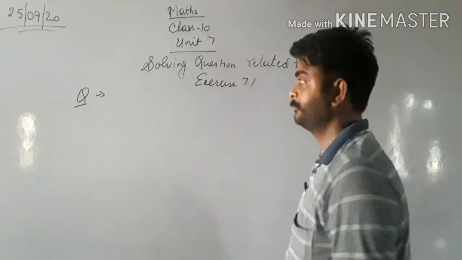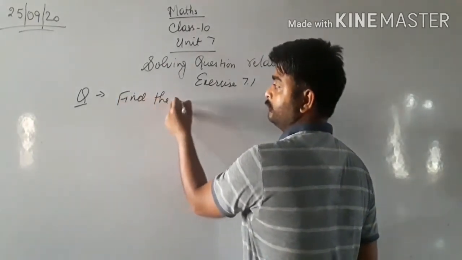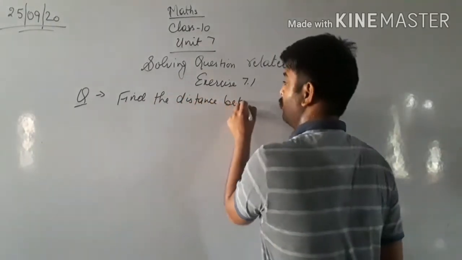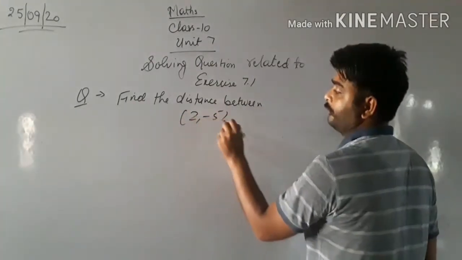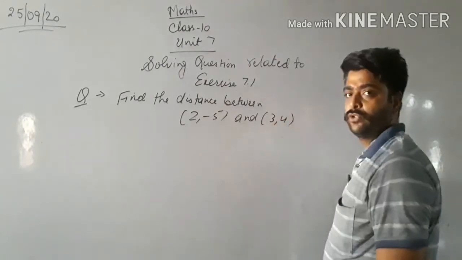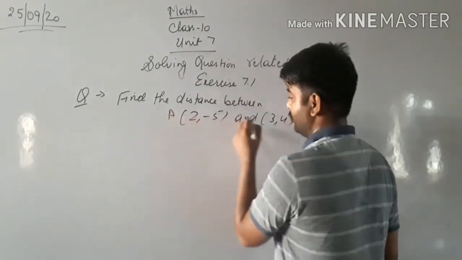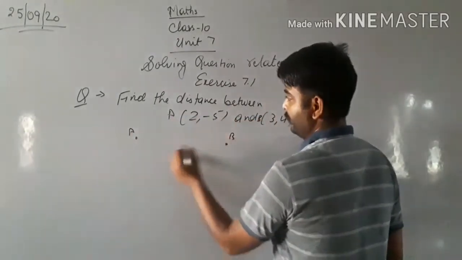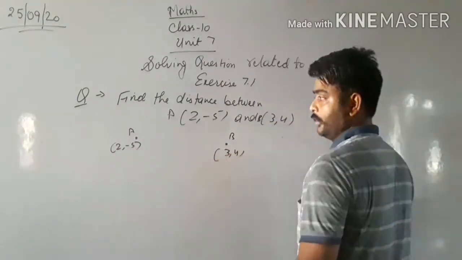the question is: find the distance between (2, -5) and (3, 4). So, class, these are the two points given to you. One is A, the other I will write as B. A is (2, -5) and B is (3, 4).